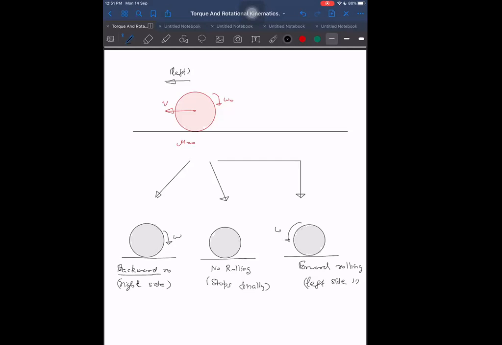I can ask this question in another way also. What will be the relation between V and omega naught, so that this crosses the point where it lands? Now it crosses this point again. So it can cross this point again only if it returns back. So if it has to return back, then it should finally be backward rolling. Yes, sir. Or there may be a case of stopping, or there may be a case of forward rolling. How to tell which case it is? Let me tell you a very simple way.